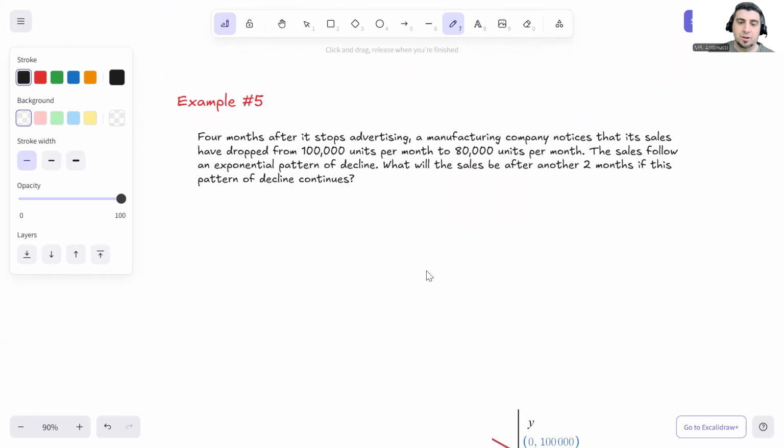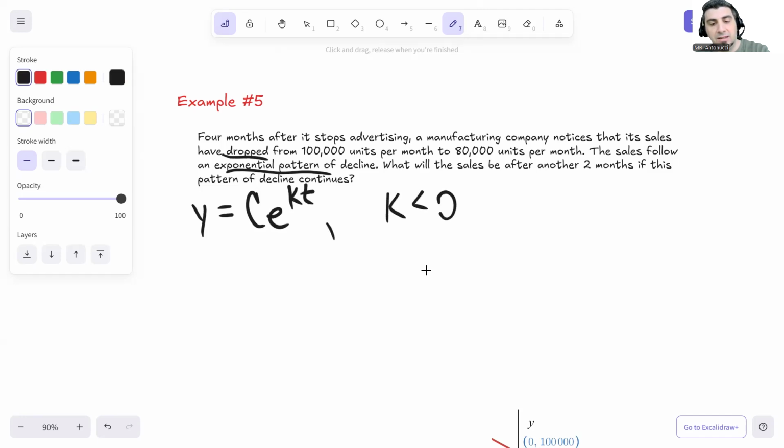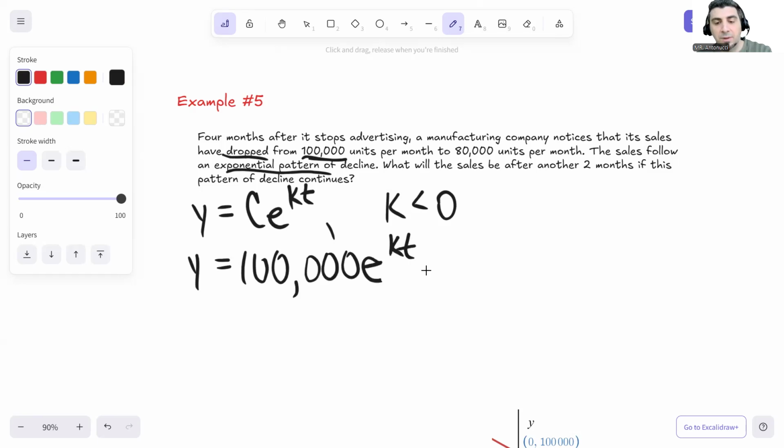Example 5. 4 months after it stops advertising, a manufacturing company notices that its sales have dropped. Okay, so we're talking about a decrease from 100,000 to 80,000 units per month. Sales follow an exponential pattern of decline. What will the sales be after another 2 months if this pattern of decline continues? So we know it's going to be y equals ce to the kt, and also k is going to be less than 0 because it's declining. So if it drops from 100,000 units per month, that's our initial amount. That's going to be c. We know that we would have 100,000 e to the kt.